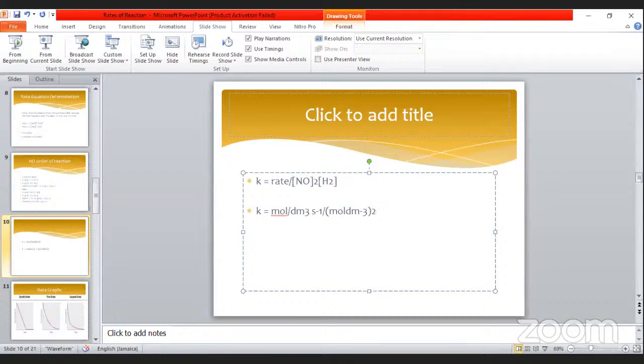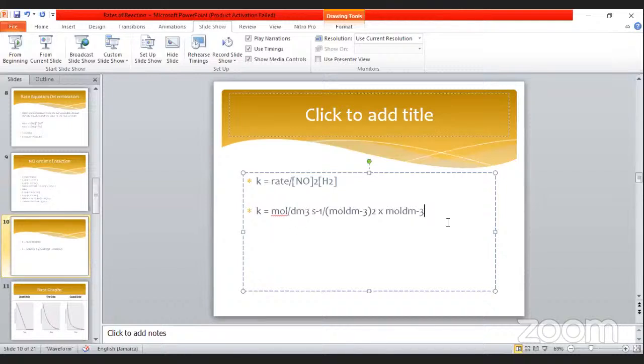And this is going to be squared, and this is times mole dm to the negative 3. All right. So I have mole per dm cube per second divided by mole per dm cube squared times mole per dm cube. So technically, I can strike out my mole per dm cube and my mole per dm cube.